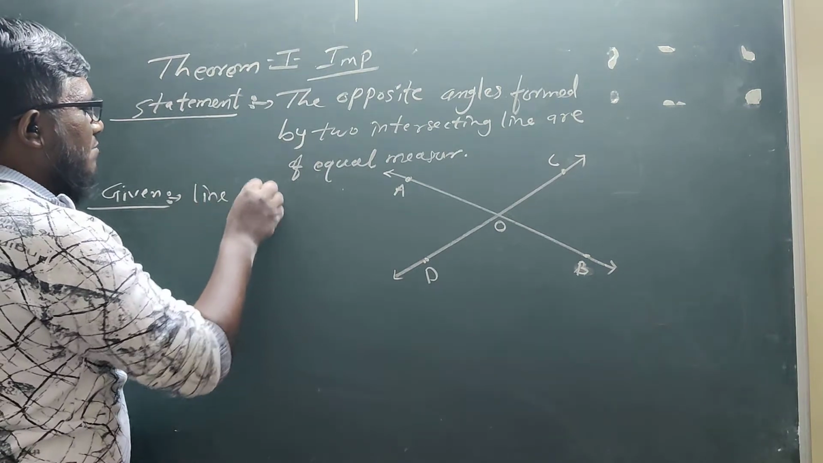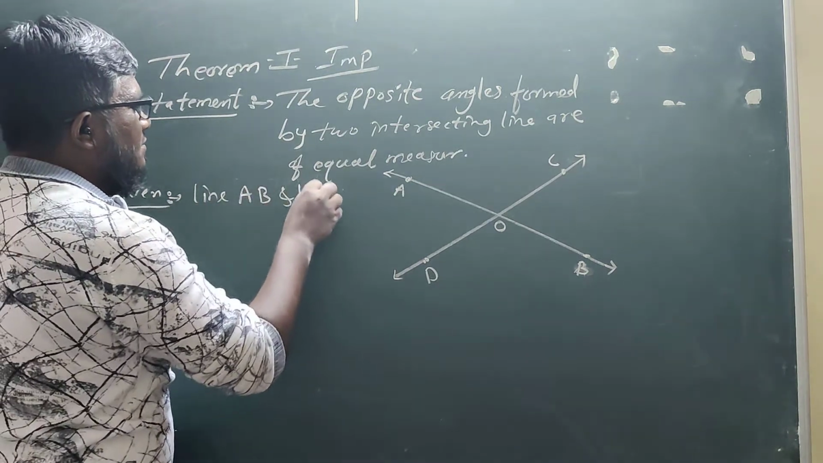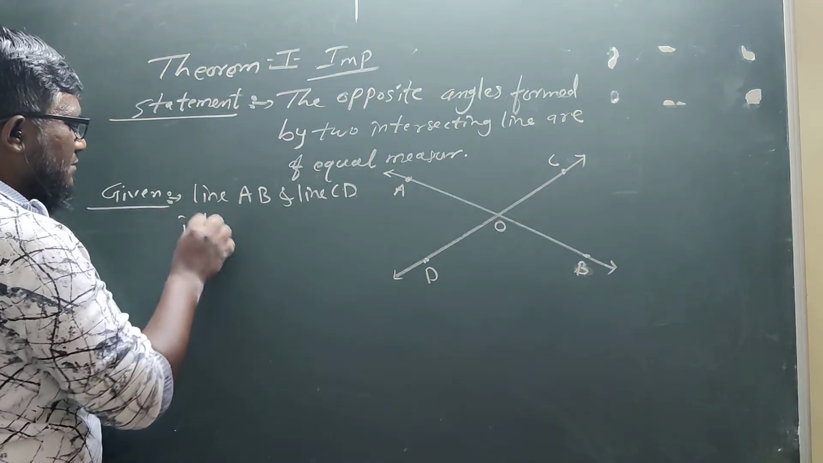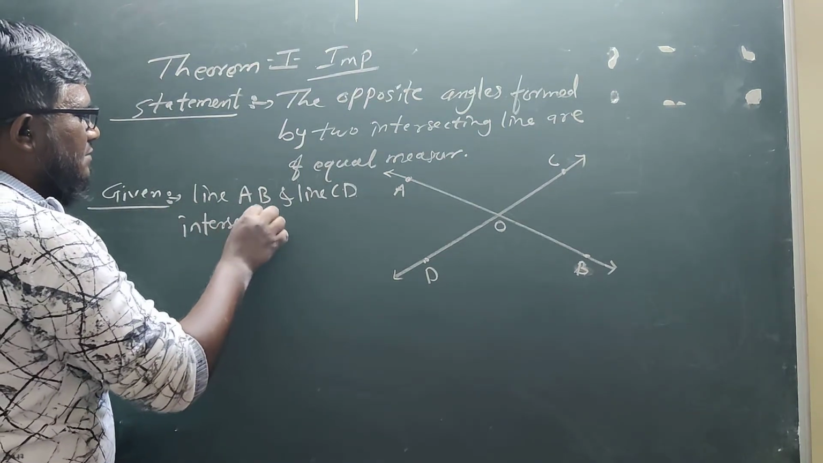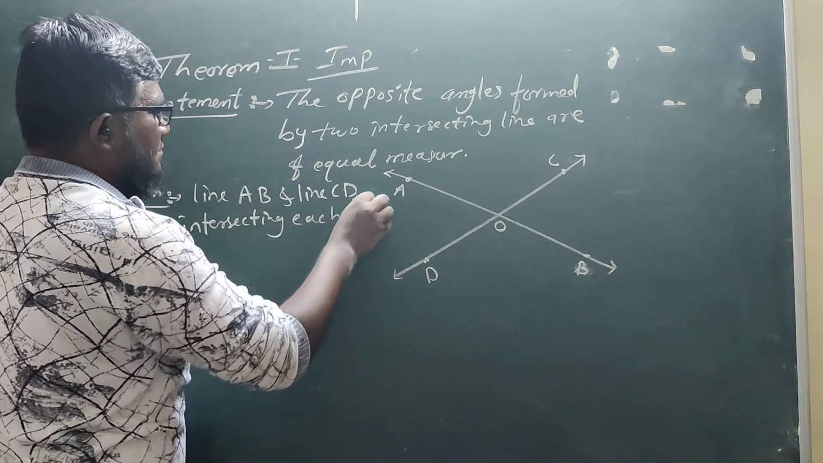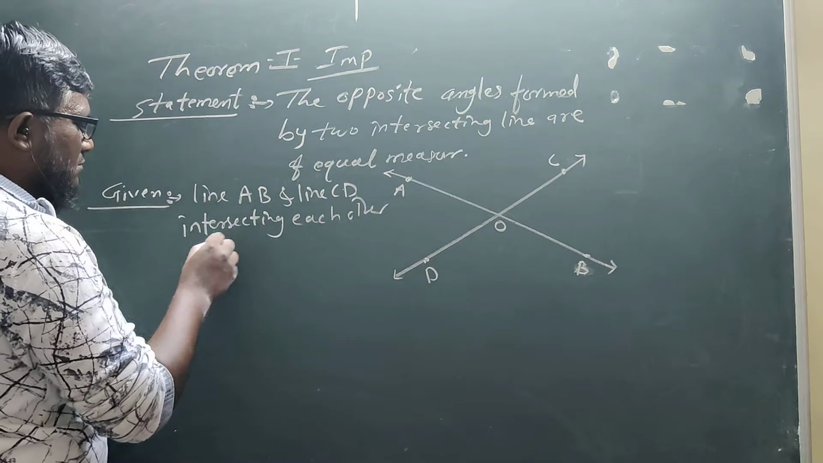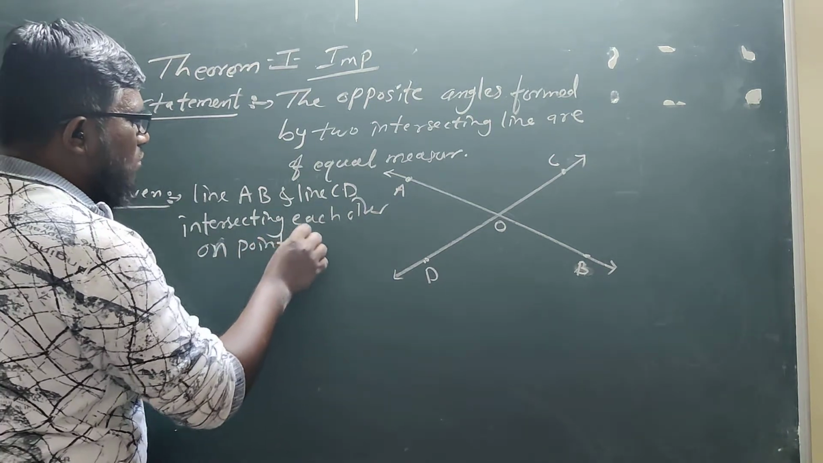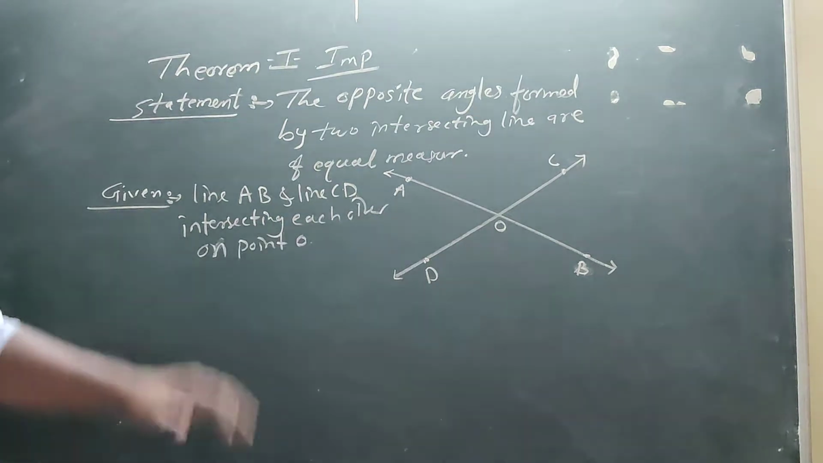Line AB and line CD are intersecting each other at point O. So this is the given thing.